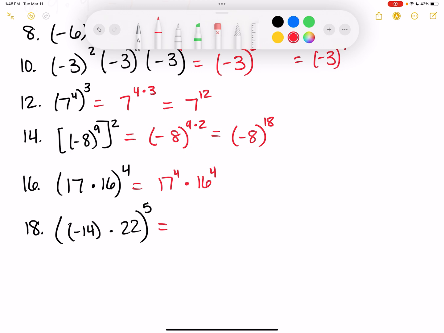Again, just to keep in mind, that's the easiest way to explain what's happening, but remember, it's the exponents being distributed, not like 5 times those things. So I've got negative 14 raised to the 5th times 22 raised to the 5th. Notice I kept the parentheses around that negative 14, but the other one is just 22 raised to the 5th.